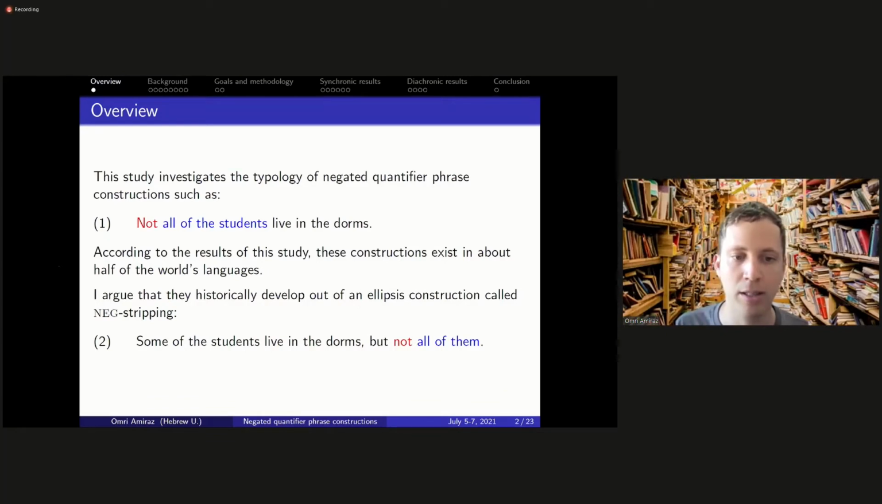I argue that they historically developed out of an ellipsis construction called negscripting, which is demonstrated by two. "Some of the students live in the dorms, but not all of them." So in this case, too, the negative marker precedes the quantifier phrase, but it's an ellipsis construction. The VP is elided. So I argue that constructions like one, which are independent clauses, historically derived from ellipsis constructions like two.